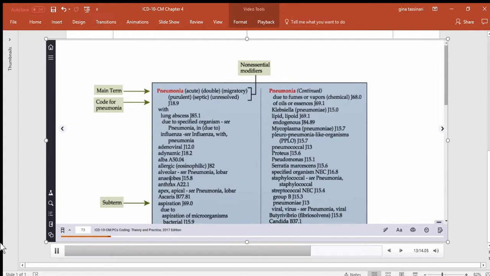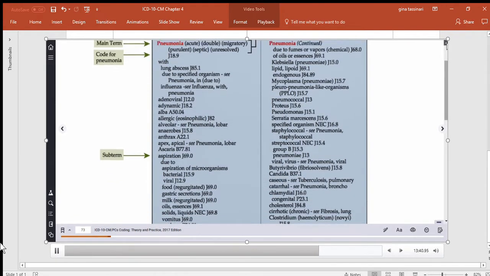If you're going to code the highest specificity, because you do find a subterm that explains the condition of the diagnosis that you're coding, then it would just be the code in the subterm that you're using. You don't use the diagnosis code for the main term and the subterm. The subterm is the higher specificity.